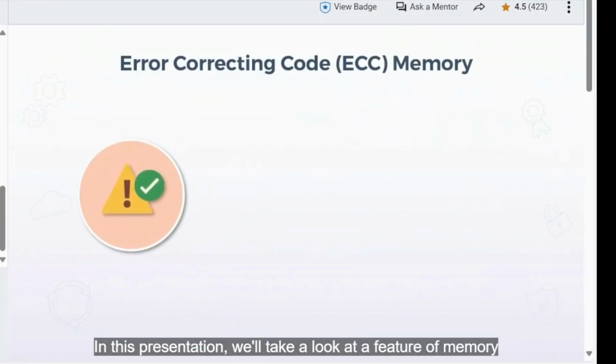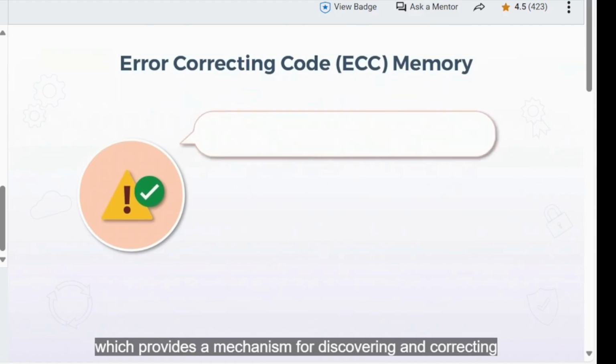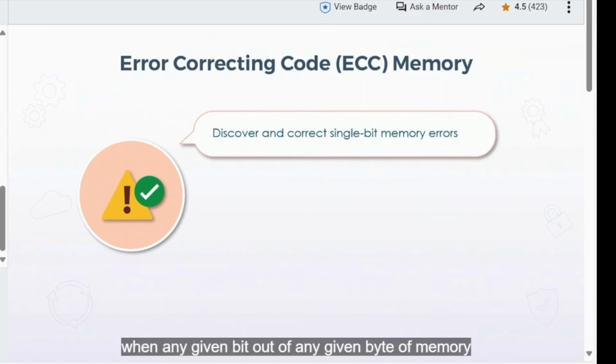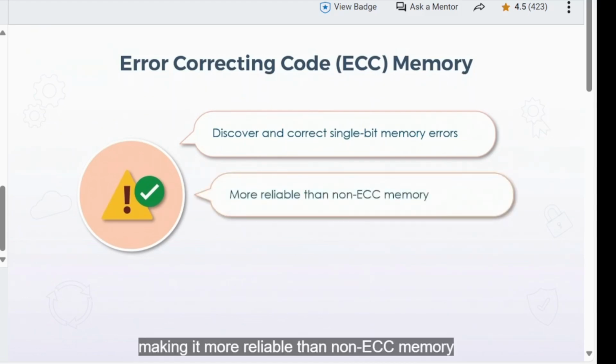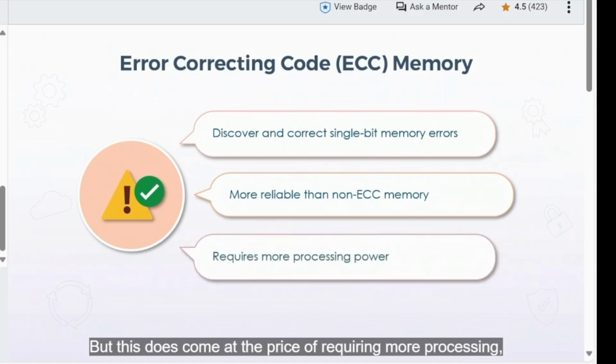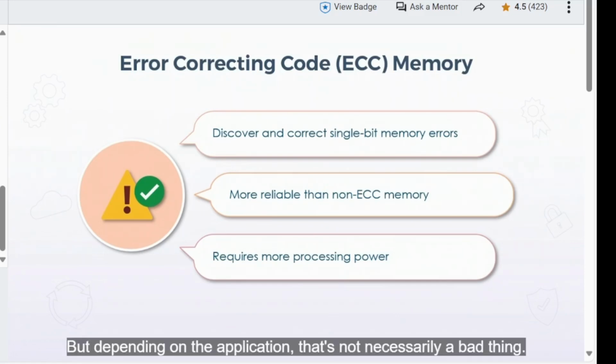In this presentation, we'll take a look at a feature of memory known as error checking and correcting, or ECC memory, which provides a mechanism for discovering and correcting single-bit memory errors, which refers to an issue that may occur when any given bit out of any given byte of memory encounters an error while being written or read, making it more reliable than non-ECC memory because it can quite literally correct errors. But this does come at the price of requiring more processing, which in turn translates into ECC memory being a little bit slower. But depending on the application, that's not necessarily a bad thing.